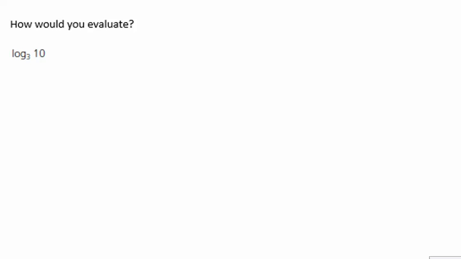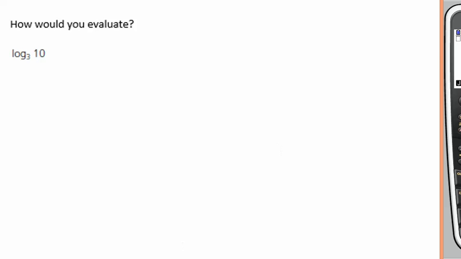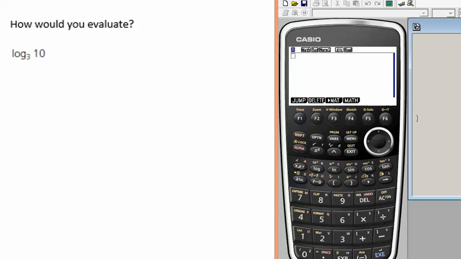Changing the base of a logarithm. So if I asked you to evaluate log of 10 base 3, one thing that you could do is just put that straight into your calculator. Your calculator has got log of base 10, that's this button here, and log of base e, and many calculators now have got logs of base anything.